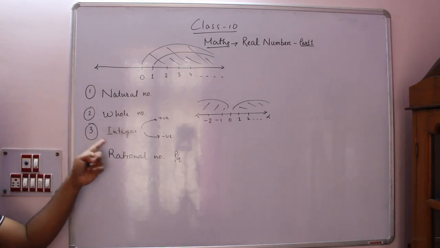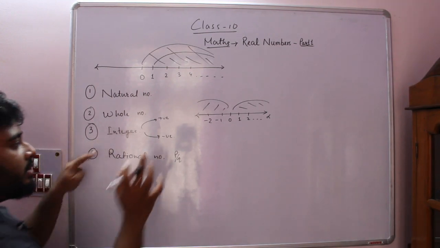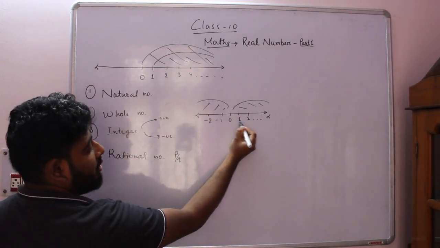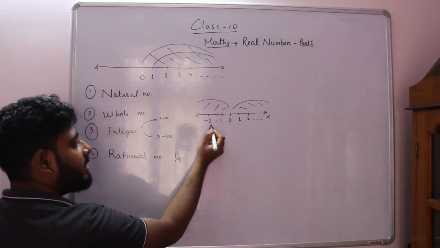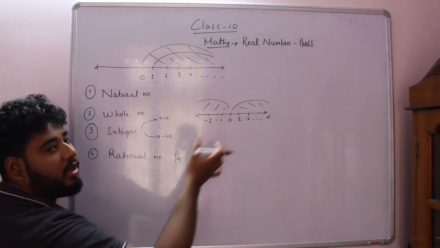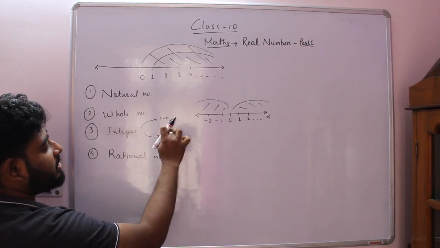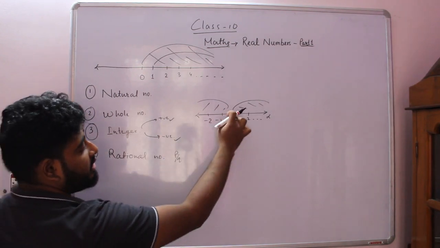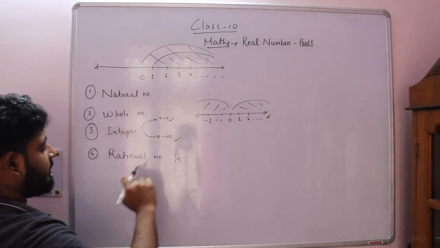Thereafter comes the integer. Now, which numbers are integers? Suppose you start from 0, 1, 2 up to infinity, and on the negative side -1, -2 up to infinity. All these numbers are said to be integers. Integers are divided into two parts, one positive and one negative. The positive integers are to the right of 0 and the negative ones are on the left-hand side.